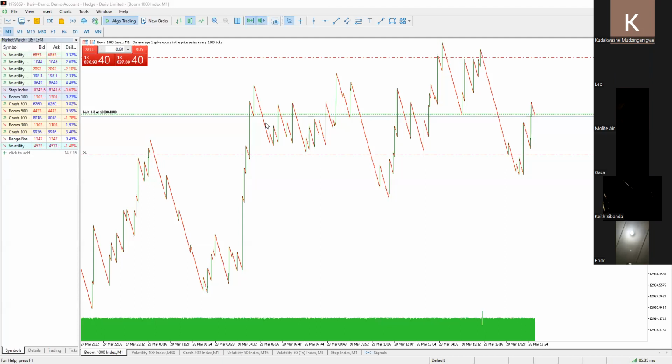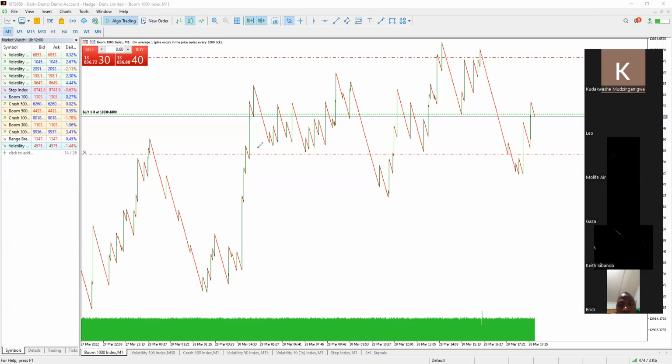Okay, then there's someone who asked me, how do you know that a pullback is ending or starting? A very good question there. What is a pullback? The way the market moves is, the market moves up, down, but overall this is going up. The market moves up, down, but overall this is going down.